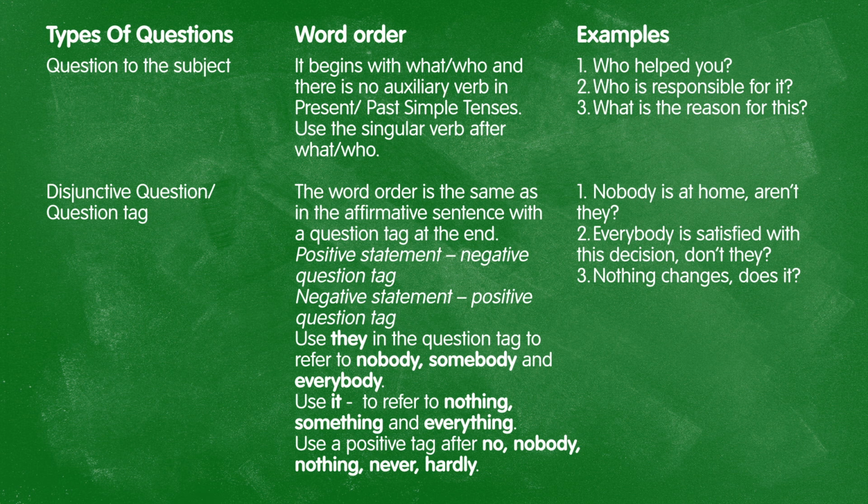And some examples of the disjunctive question are, nobody is at home. Are they? Everyone is satisfied with this decision, aren't they? And nothing ever changes, does it? Now, that's everything for today.